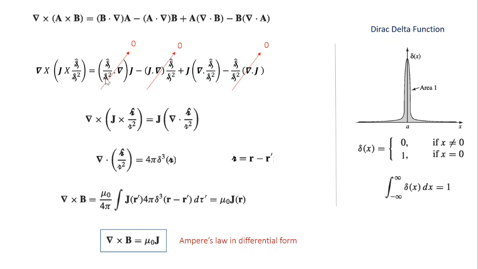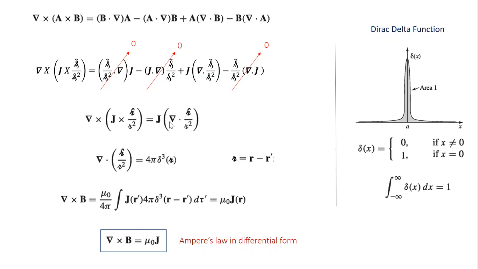Now R cap by R square dot del, and this is 0. You can do it for yourself or you can refer to chapter 1. The proof for this particular expression is given. So these three terms get cancelled. Essentially you are left with only one term, which is J into del dot R cap by R square.